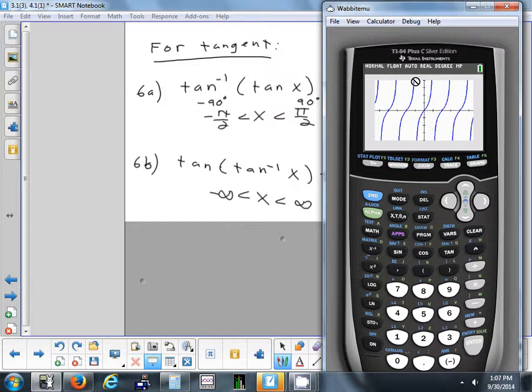Any questions on that one? So it's a little different. Tangent's a very different kind of function than sine and cosine. Sine and cosine are what we call continuous functions. You could put your pencil down on a piece of paper and trace it without ever picking up your pencil. Tangent's not. I'd have to trace one section, pick up my pencil, and trace another section. So tangent's what we call a discontinuous function. It has breaks in it.